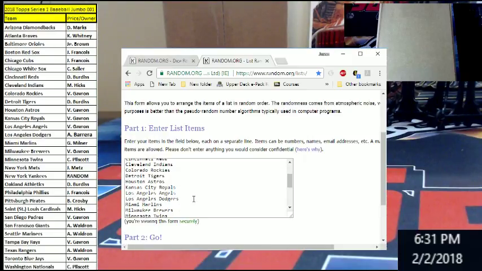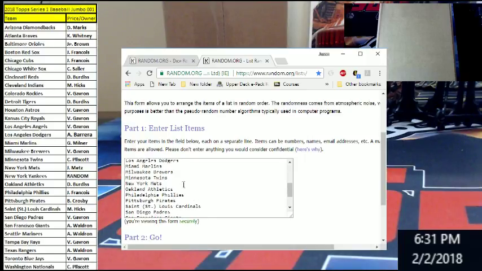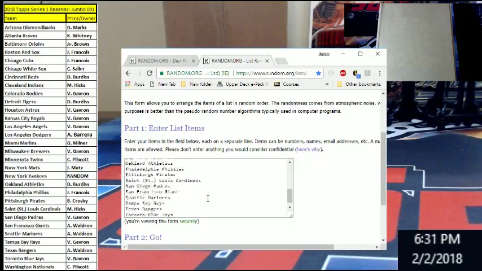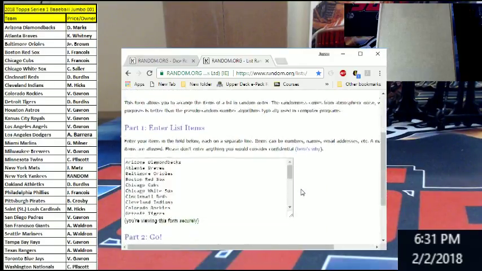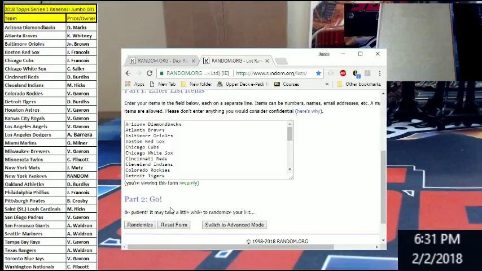I'm looking on both sheets here as I do this. It's kind of awkward for me. Mets, skip the Yankees because they are random. Oakland, Philly, Pittsburgh, St. Louis, San Diego, San Francisco, Seattle, Tampa, Texas, Toronto, and Washington. We're going four times. Top team on the fourth gets the Yankees. Good luck, everybody.